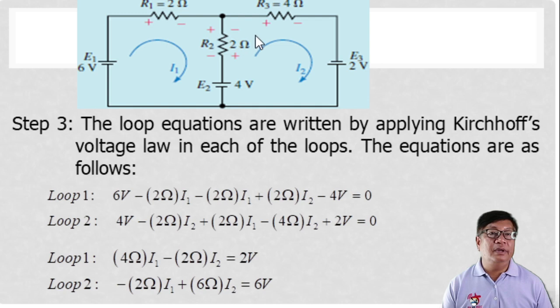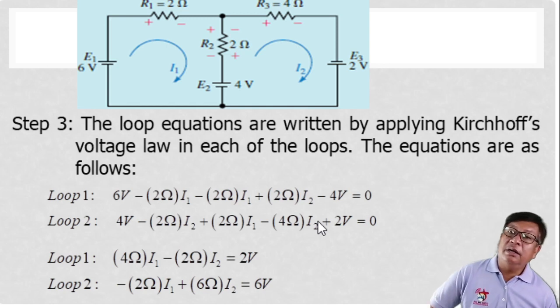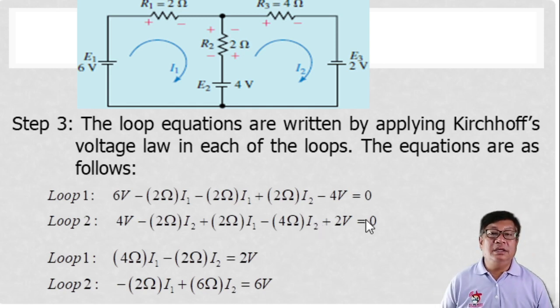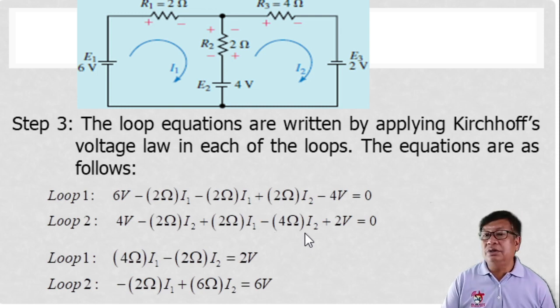Then for another resistance, R sub 3 here, your loop current I sub 2 is entering the positive terminal to negative. That is why we have this minus 4 I sub 2, 4 ohms I sub 2. Then when we get to the voltage source 3, your loop current I sub 2 will enter the negative terminal out to the positive terminal. That is why we have these 2 ohms. So these are the equations that we were able to create using Kirchhoff's voltage law.